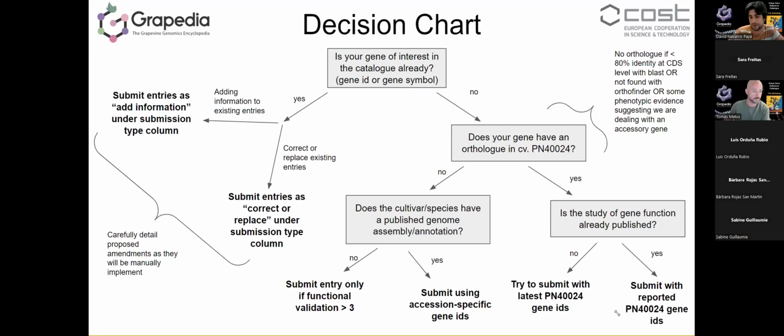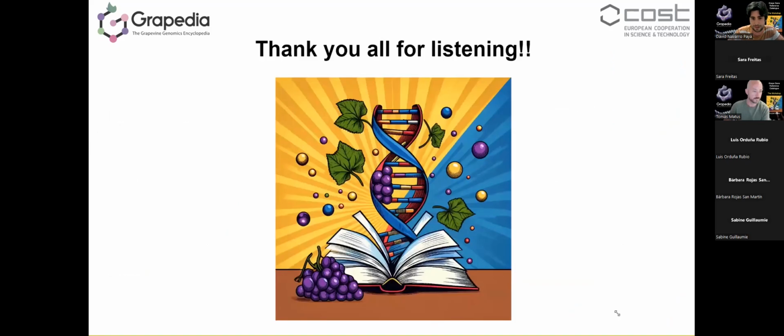And the most simple case is where you just want to add another citation to another form of the function of that gene. That's no problem, and that will be easier to process. You just submit the genes in add information mode, and then we will just incorporate that information into the existing entry. Anyway, thank you all for listening.